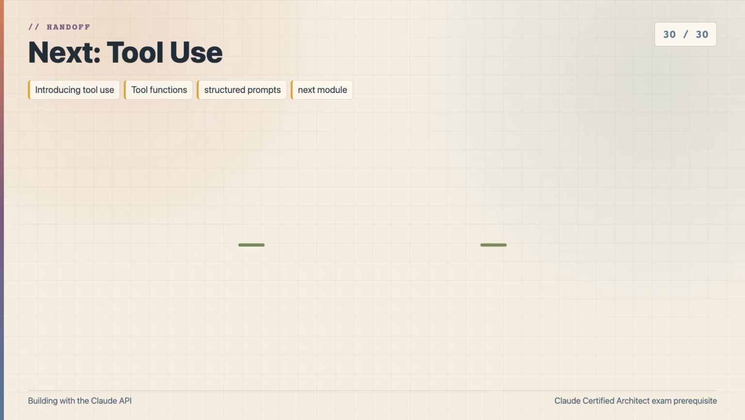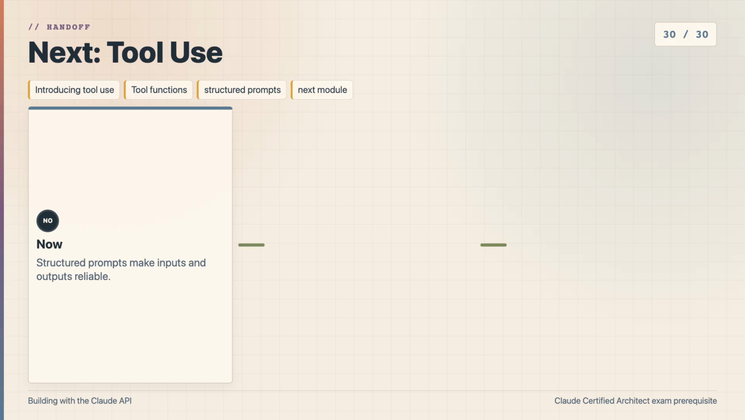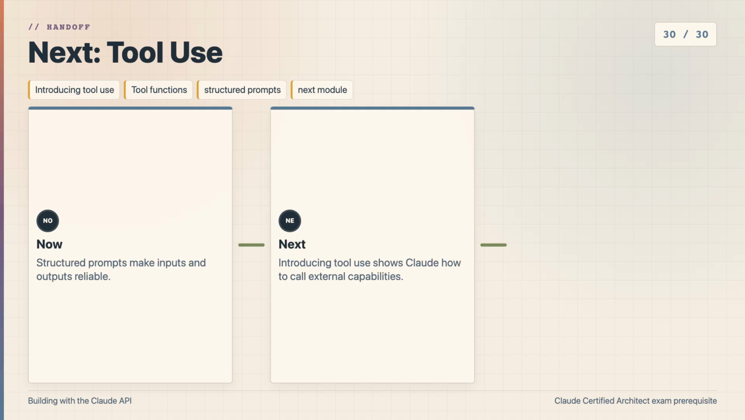Next, we introduce tool use and tool functions. The prompt skills from this module still matter because tools also need clear instructions, clear input boundaries, and reliable output expectations. But the next section adds a new layer. Claude can choose a tool, supply arguments, and let your application handle the actual work. That is where structured prompts start becoming structured workflows. Keep the same discipline as the course shifts from prompt text to callable tools.